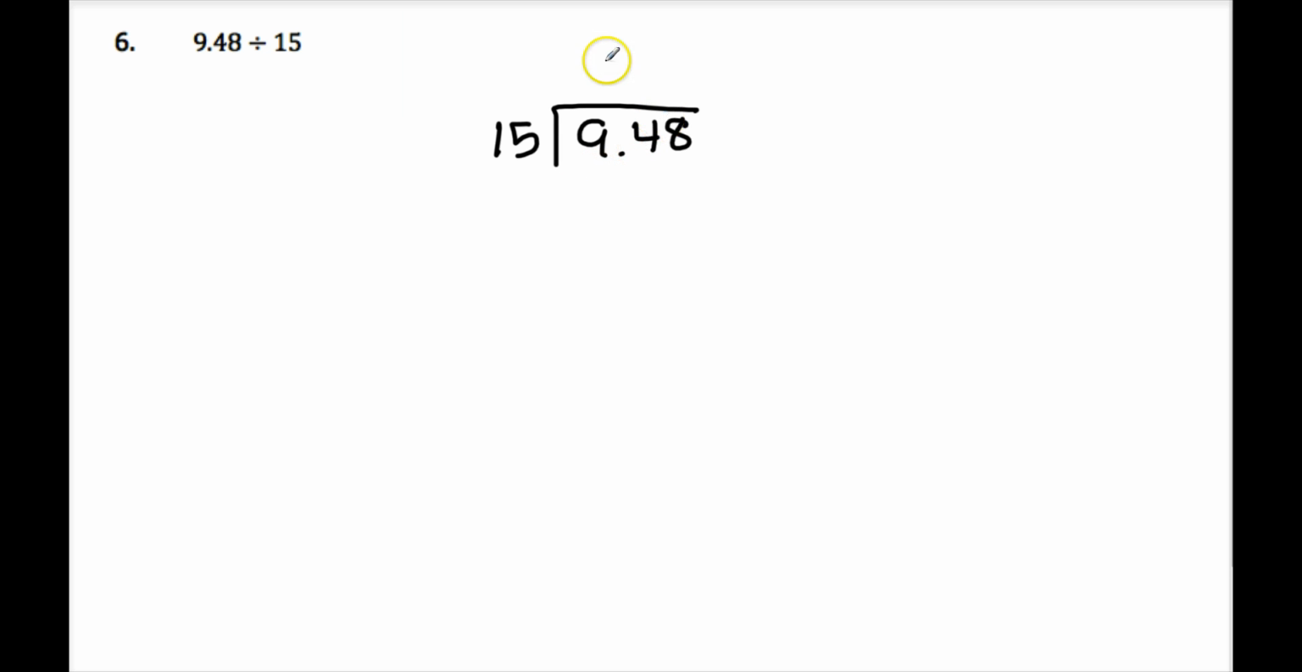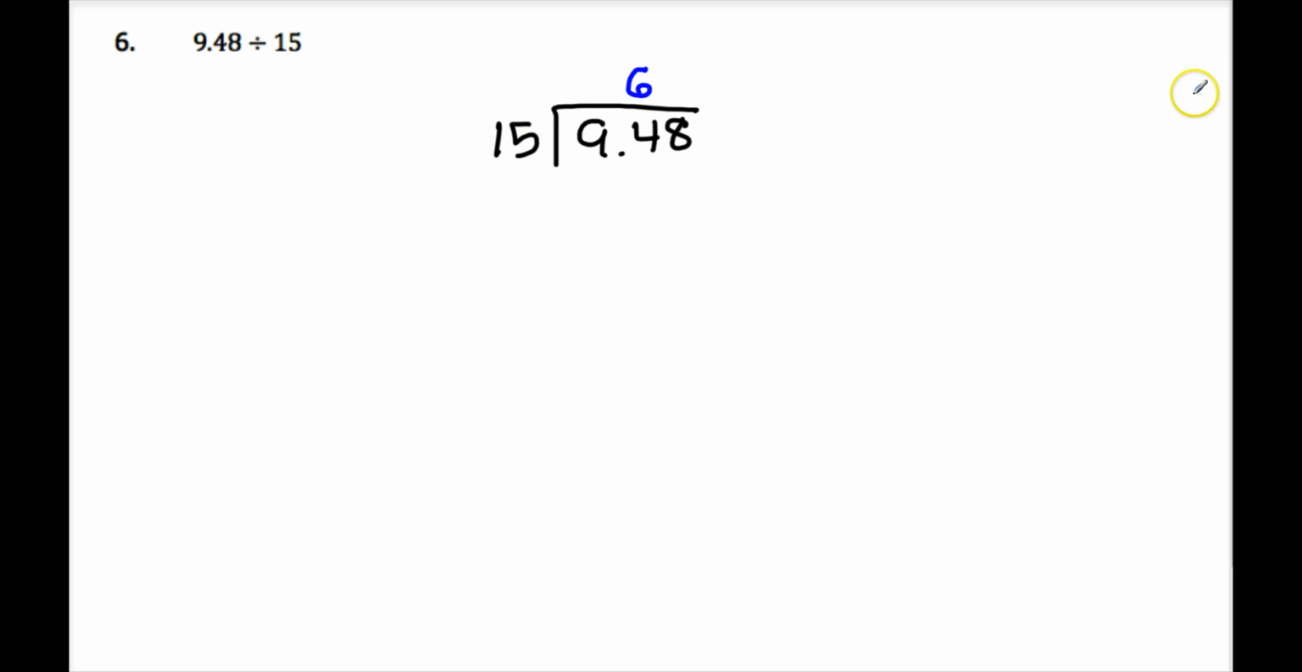And that 6 I'm going to place here above the 4. You don't want to place it above the 9. You're taking 15 into two digits, the 9 and the 4, 94. So that's why we put the 6 directly above the 4. So be very careful where you're lining up your digits when you're doing division like this.